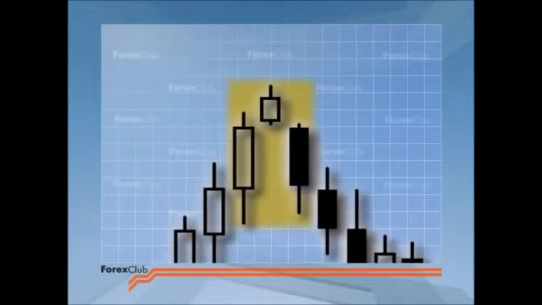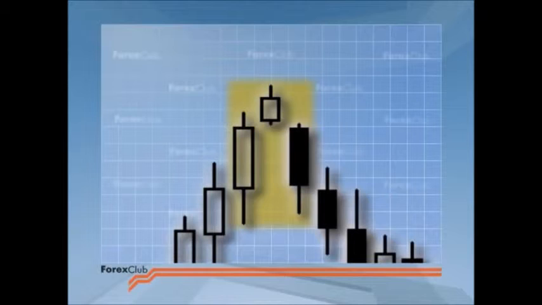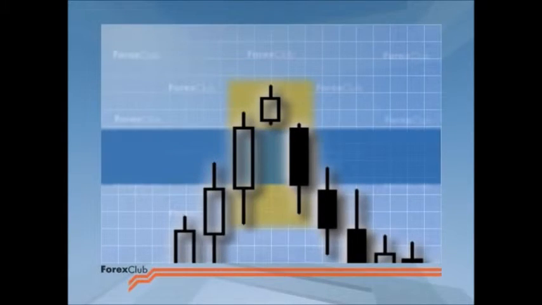First off, we get a long white real body followed by the star. The third candle, a long black body, delineates the top and completes the pattern. The long black body closes below the midpoint of the long white, confirms the top formation and finishes the entire pattern.